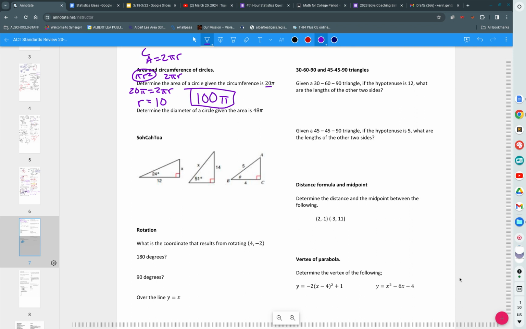I would like you to do the next one. Find the diameter if the area is 48 pi. And your answer will be written in simplest radical form.